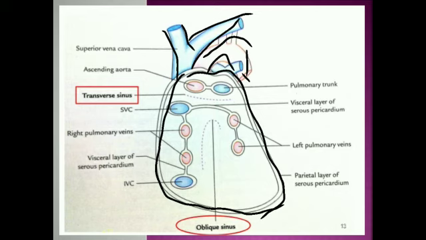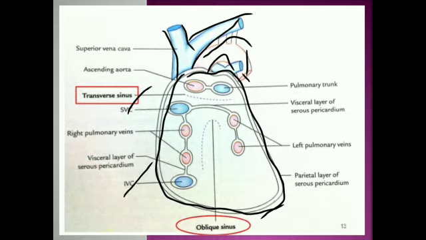Behind, you are looking at the left atrium. There are four pulmonary veins. Can you see the veins in red color? These are the four pulmonary veins, the right pulmonary veins and the left pulmonary veins. Above and below, what you are seeing in blue color are the openings of the superior vena cava and inferior vena cava. These two are the arch of the aorta and the pulmonary trunk.